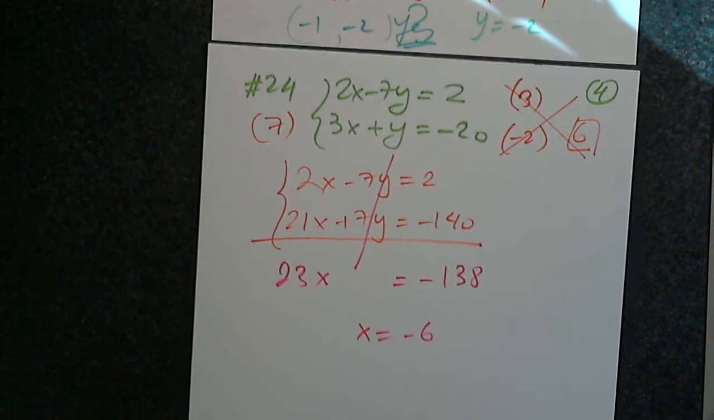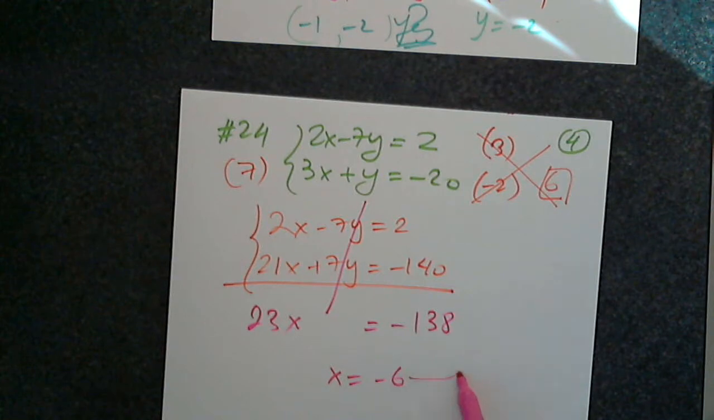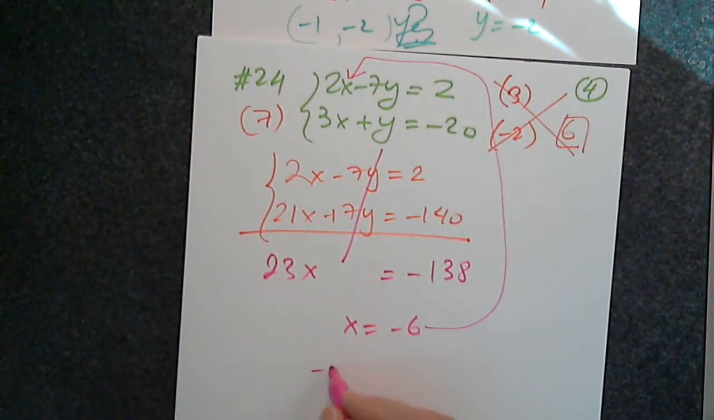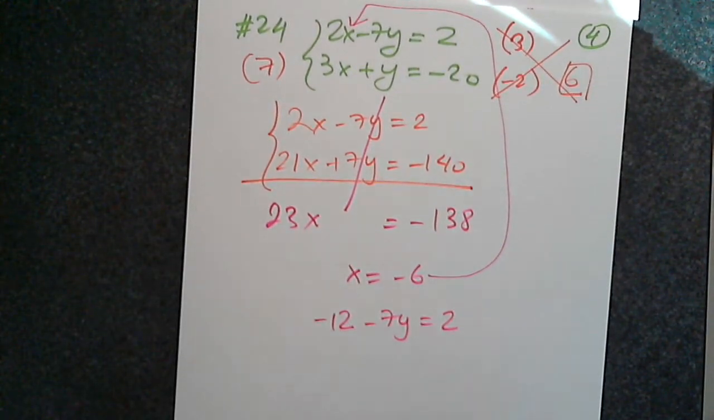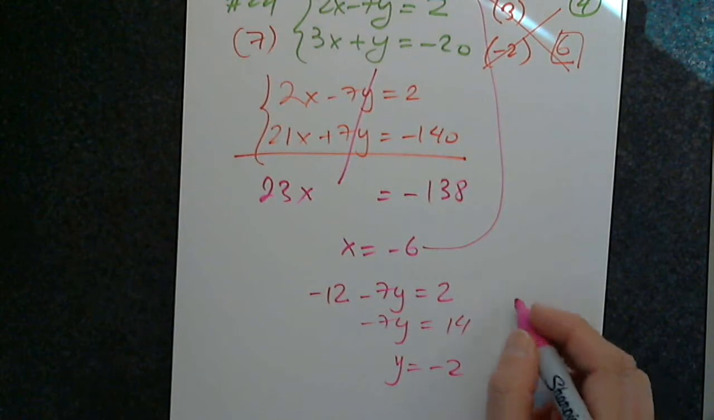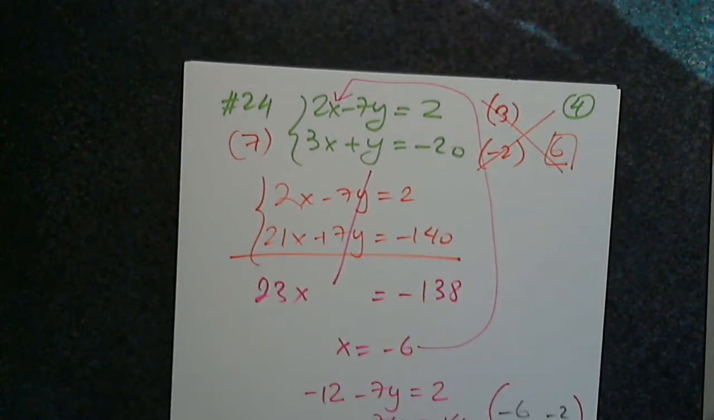So now what I have to do next is go back to any of the equations. Let's say I go back to the first one, and I replace x by negative 6. Then I get negative 12 minus 7y equals 2, or negative 7y equals 14, or y equals negative 2. The solution appears to be negative 6, negative 2. I don't trust it, and we have to check it with the box. I could have made an error very easily.